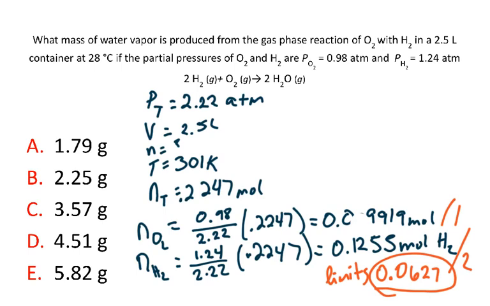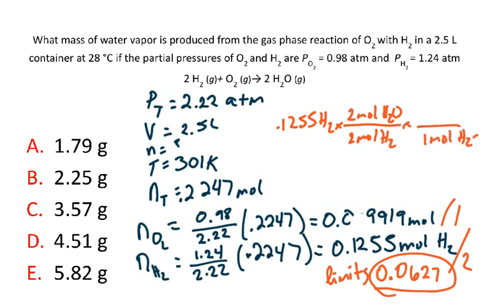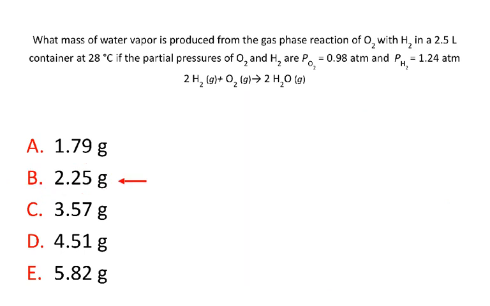And then it's asking for mass of water vapor. So I can take my moles of hydrogen times 2 moles hydrogen gets me 2 moles water times my molar mass of water is 18.02 grams. Should get me my answer. And I got 2.26, which is close to 2.25. So the answer is B, which is correct.